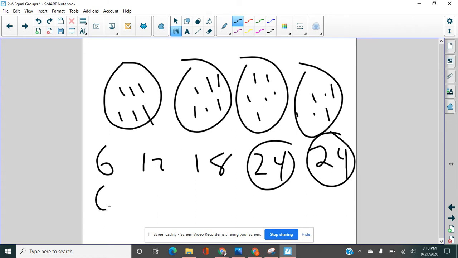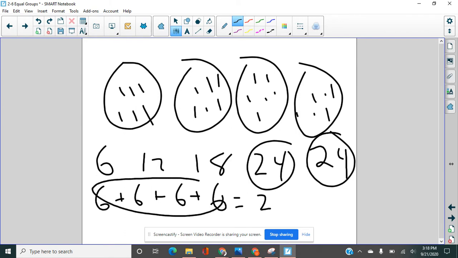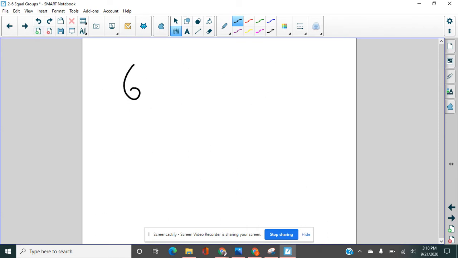Okay, we could have done 6 plus 6 plus 6 plus 6. Now, when you start adding that many numbers together in that long a line, it can get kind of confusing, and you can get 24. Or I might have seen this: 6 equal groups of 4 equals 24.